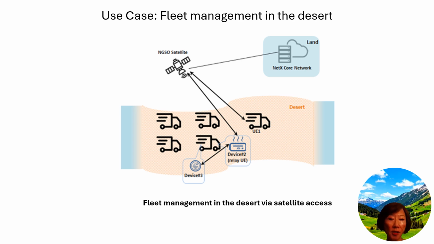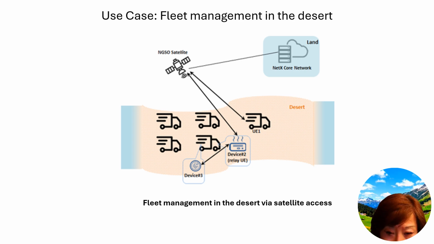The next use case is about fleet management in the desert. This is a pretty simple diagram as well. We are looking at an NGSO satellite. NGSO stands for Non-Geostationary Orbit. This satellite provides communication coverage over the desert area. We have the desert indicated by light orange background. That's a big desert. The whole orange part is the desert. We have multiple truck icons representing the fleet of vehicles being managed in the desert.